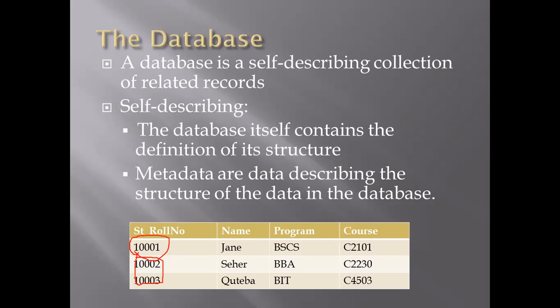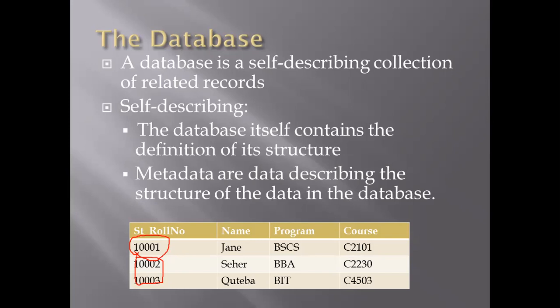The database also contains metadata. Now, what is meant by metadata? Here, the term metadata means data about data. Whatever data we store or are interested in storing in our database, like the roll number, name, program, course, these are the fields or the attributes. What will be the data type? What type of value are we going to store in these fields? That information is itself metadata. It means information about the data.